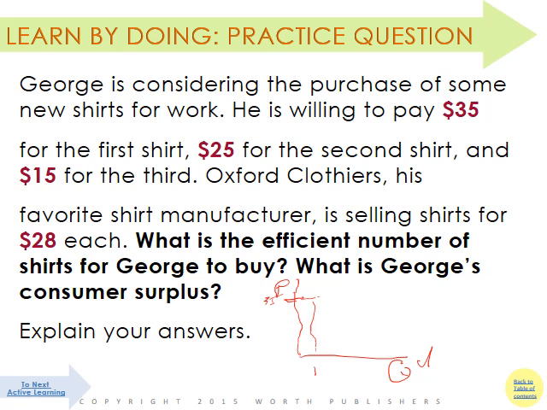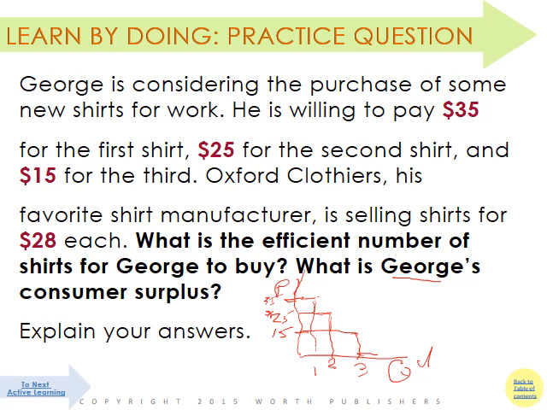Then when the price goes down to $25, George is willing to buy a second shirt. So when the price is $25 or below, the quantity demanded is 2 shirts. Then when the price drops to $15, George is willing to buy a third shirt. So if we have the demand curve for our representative consumer, it would look like this. And we could calculate the consumer surplus.